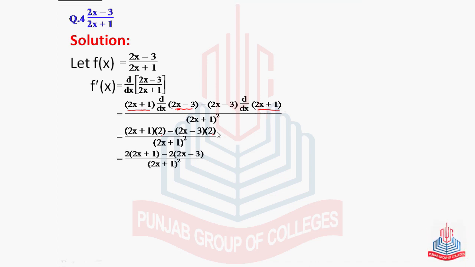Now we simplify this thing. 2 will be common from both these two terms. So we have left (2x plus 1) minus (2x minus 3). So this will become 2x plus 1 minus 2x, and minus minus plus 3. 2x will be cancelled out. So we have 2 into (3 plus 1), which will be 4. So the final answer will be 4 twos are 8 over (2x plus 1) whole square.